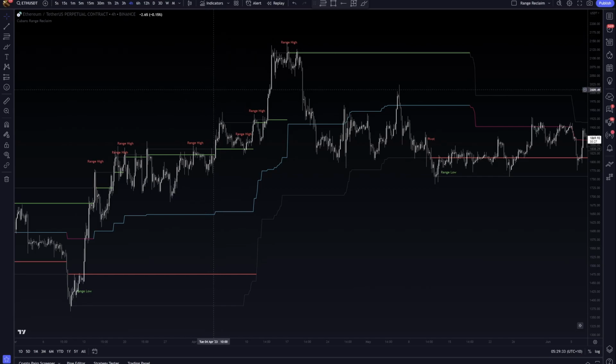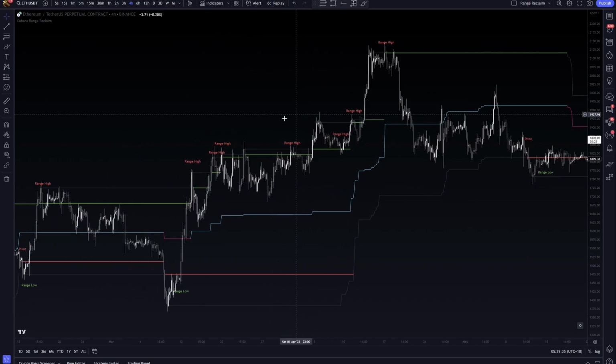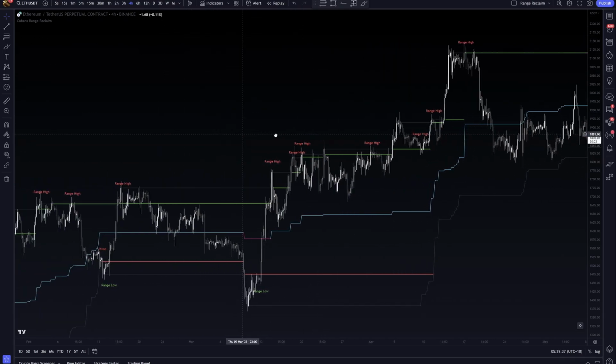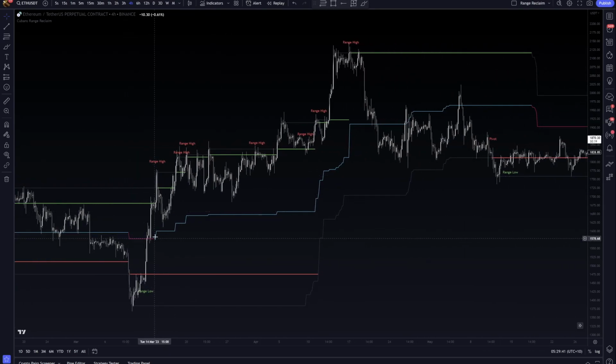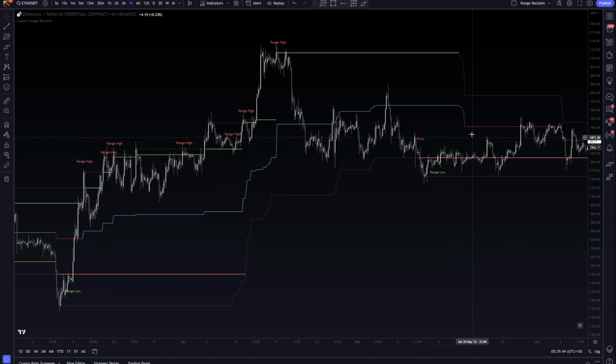So starting off with some of the basic pieces of the range reclaim indicator, and then we can get into how we trade a range. As you can see, we have an internal midline here, which changes from your color of choosing, which at this point is blue, and then into a red on a downtrend, blue on the uptrend, red on a downtrend.